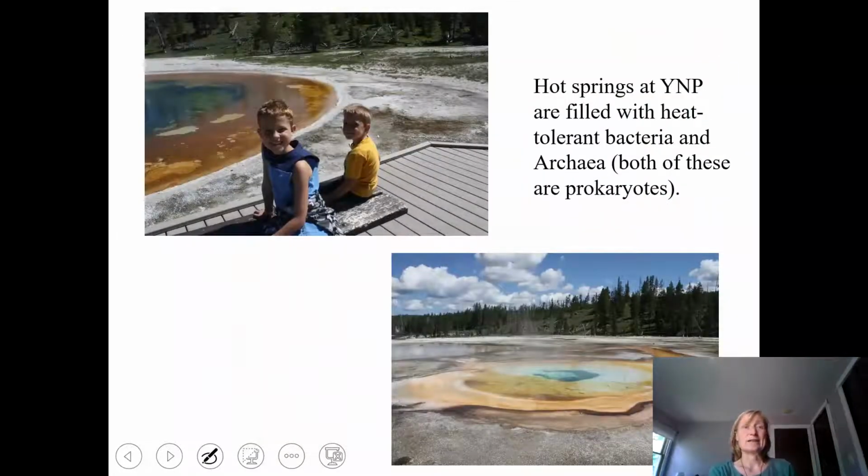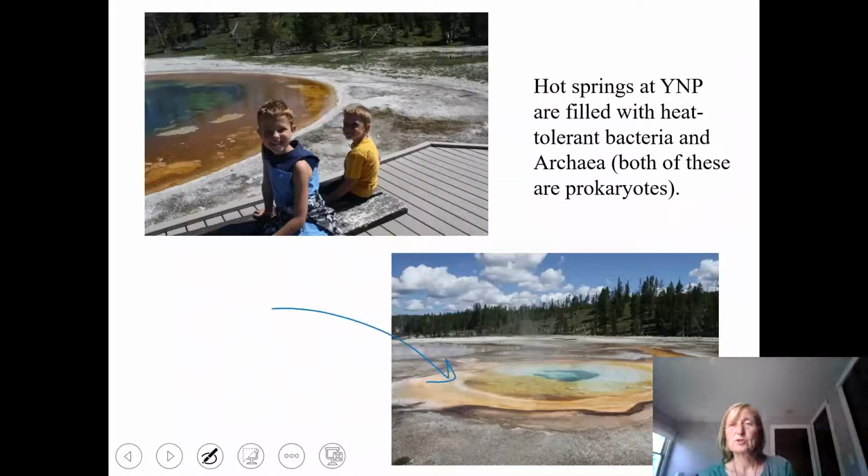Lots and lots of bacteria live in the hot springs in Yellowstone National Park. So here's a picture of a couple of my kids a long time ago at Yellowstone National Park, and you can see beautiful colored pools. And these pools might be very hot, 75, 80, 90 degrees Celsius. You get to 100 and you're boiling, right?